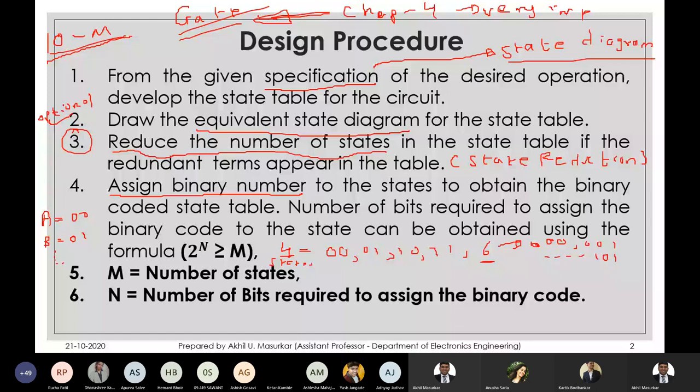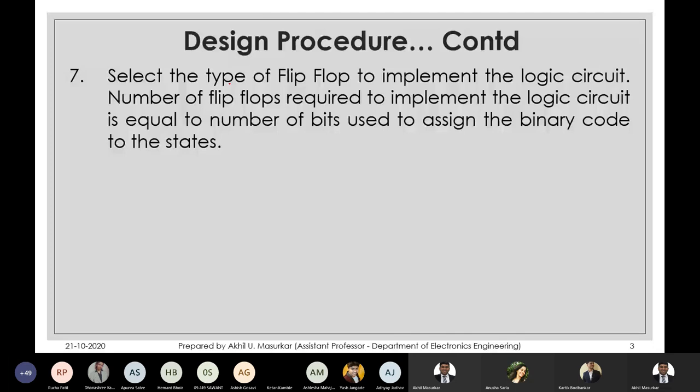So I'll go to the next one. Select the type of the flip-flop. Generally we will have only D, T, and J and K. SR will not be there. 99% we will not get SR, but since we know the excitation table of SR, I think we can very easily find out the implementation with SR flip-flop also. So type of flip-flop implies which kind of flip-flop, that is D, T, JK or SR.